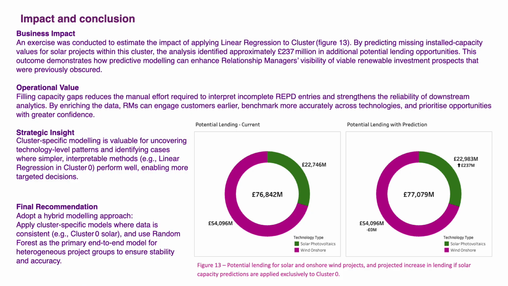We also have here figure 13 that illustrates the potential lending impact if we apply the linear regression to cluster 0. It shows the current potential lending for wind onshore and solar, and the following chart shows the potential lending with the prediction, showing a potential increase of £237 million in potential lending.